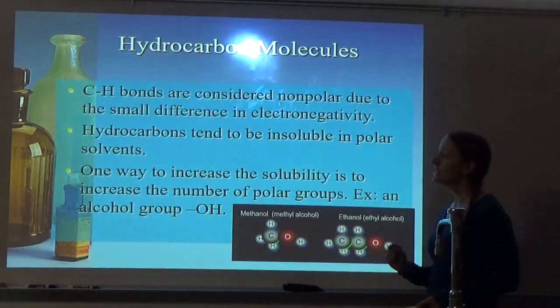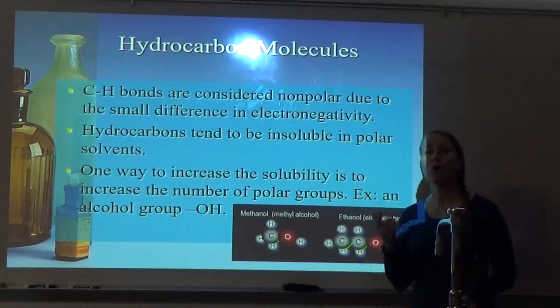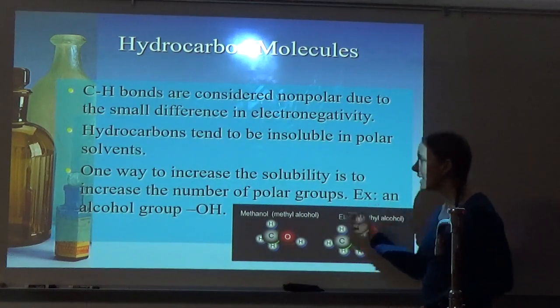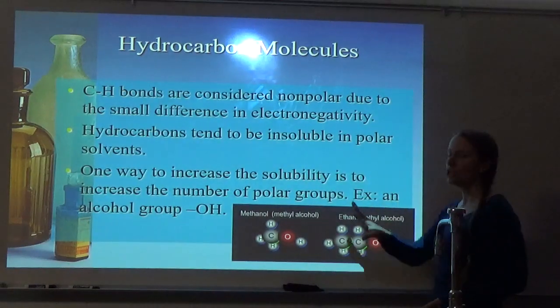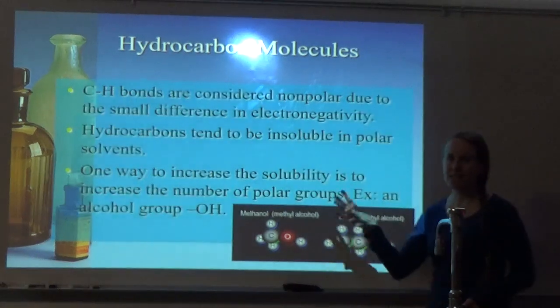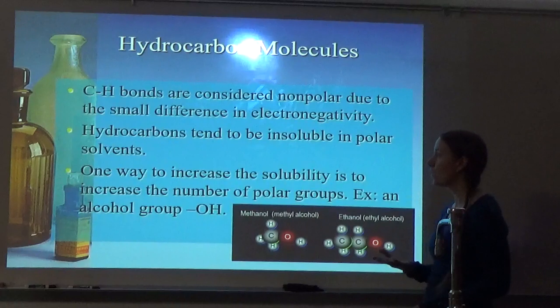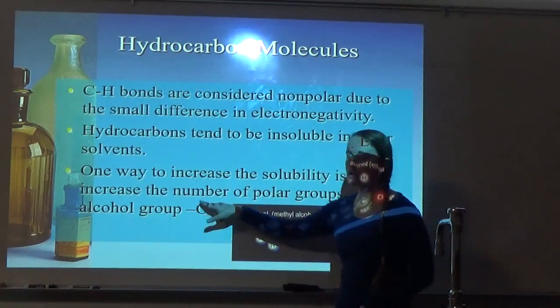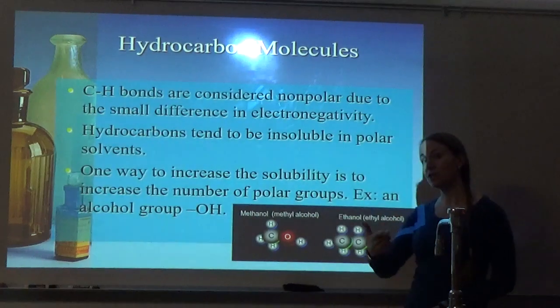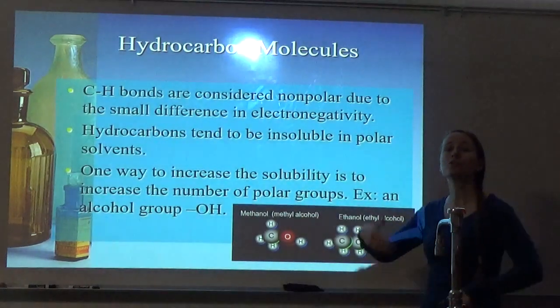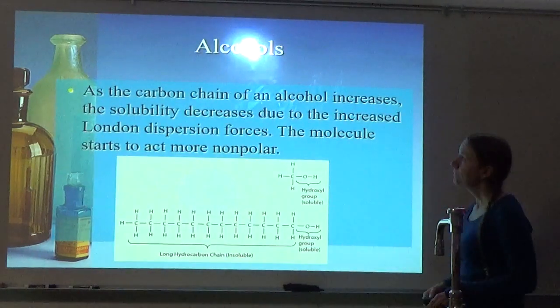One way to increase the solubility, though, is to add a polar group. Most of the time, that'll be an alcohol group or an OH group. If we just have a whole bunch of C's and H's, it's going to be nonpolar and not dissolve in water. But if we can switch out one of those H's for an OH group, that can form hydrogen bonding, which is similar to the intermolecular forces in water, so it's more likely to dissolve.